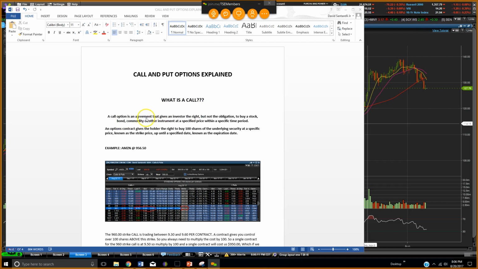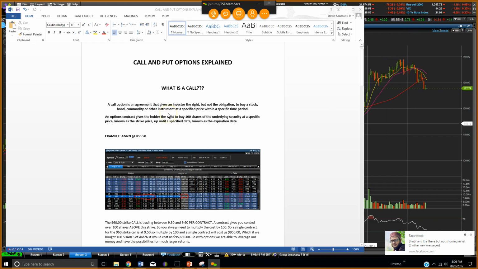A call is an option agreement that gives an investor the right but not the obligation to buy a stock, bond, commodity, or other investment at a specified price within a specified period of time. An options contract gives the holder the right to buy 100 shares of the underlying security at a specific price known as the strike price up until the specified date known as the expiration date.